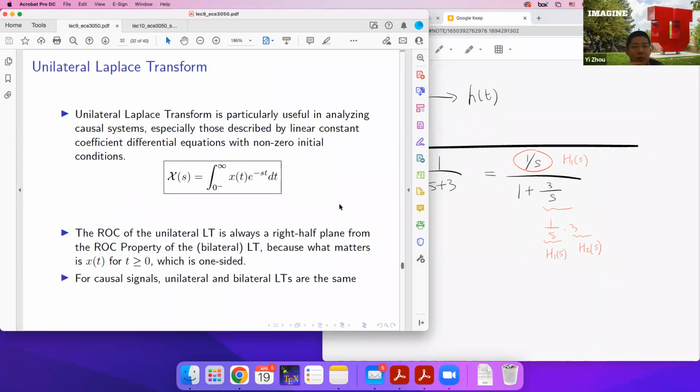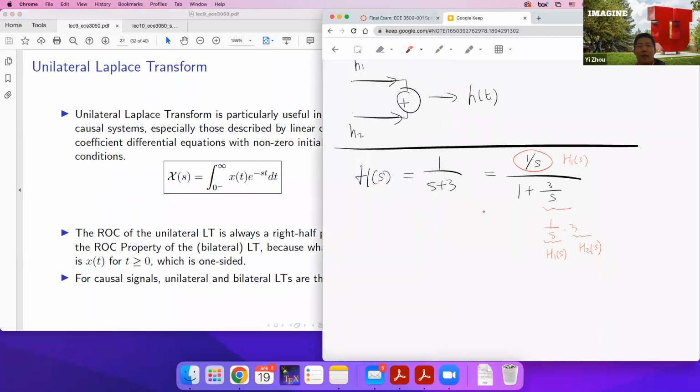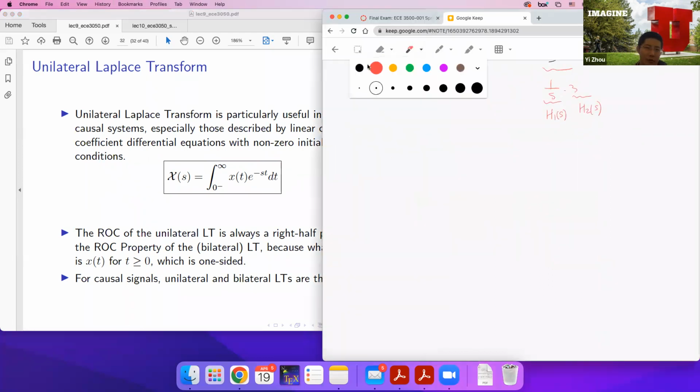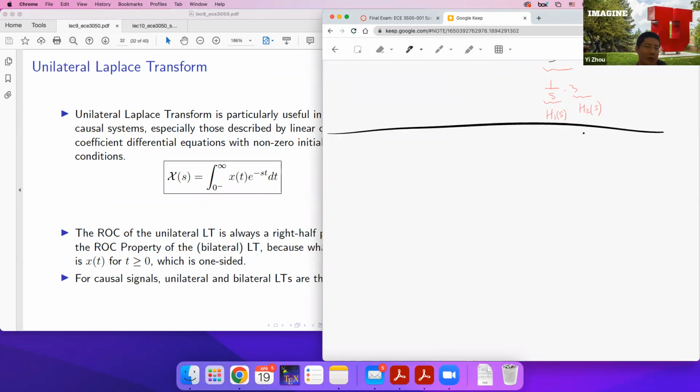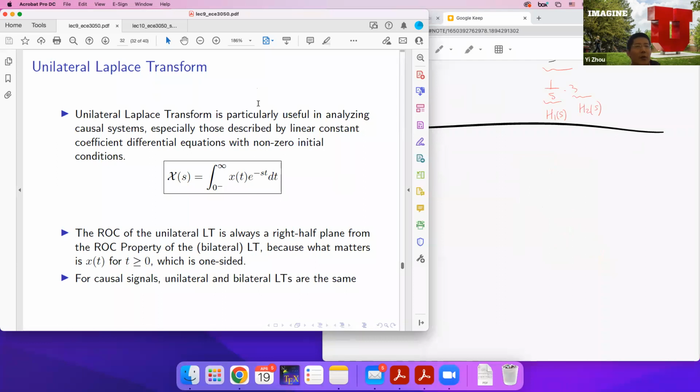So next we will introduce another very useful Laplace transform, a variant called the unilateral Laplace transform. And you may have seen this in other courses like circuit courses or other control related courses. The previous Laplace transform, which is the standard Laplace transform that we introduced at the beginning of this lecture, we call it the bilateral Laplace transform. Now, what is the difference between bilateral and unilateral?